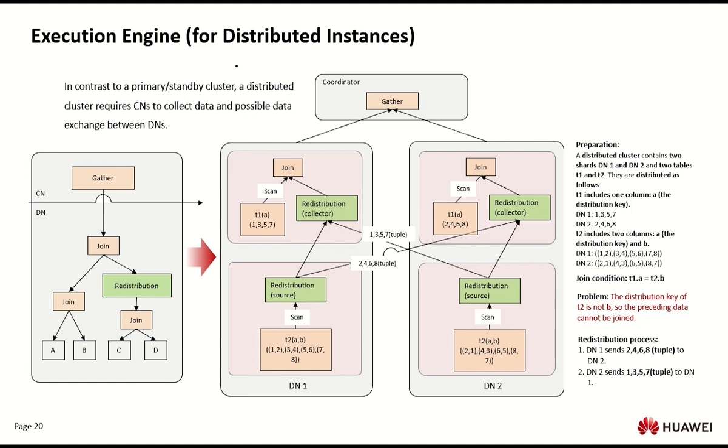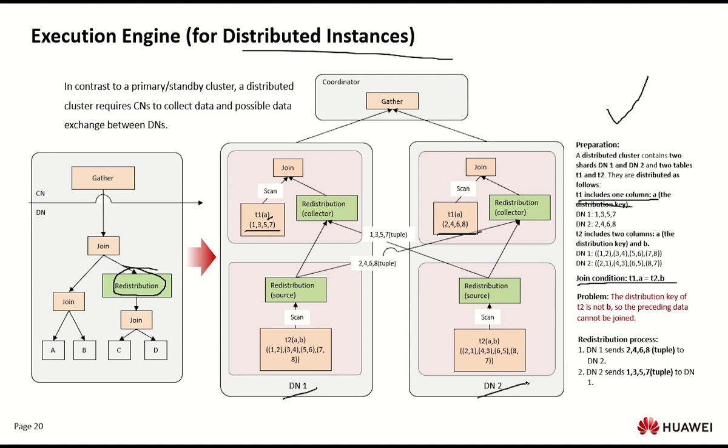A little bit more explanation about the redistribution nodes in the distributed cloud instance. Why do we have this kind of thing? Actually, this is a very good example to display. Let's say we try to do a 2 table join. The join statement is table1.a equals table2.a. Table 1 only has one column, which is the distribution key. So you will see that for table 1, since the distribution key is A, 1, 3, 5, 7 are distributed to the first data node, and 2, 4, 6, 8 are distributed to the second data node.